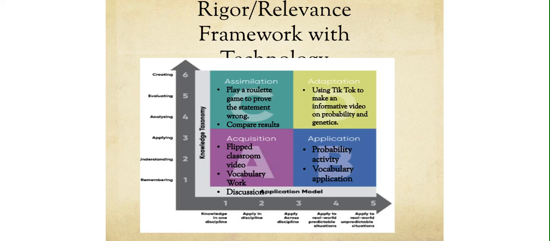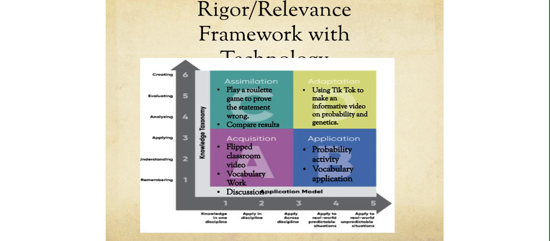Now, how would technology be used within my lesson? So I broke my lesson down using this scale to show you what that would look like. So again, the A quadrant is the lowest level, so the basic things students need in order to get going in the lesson. This is where I give the flipped classroom video, the vocabulary work, the basics of being able to define the words, knowing what the words mean before being able to move on.